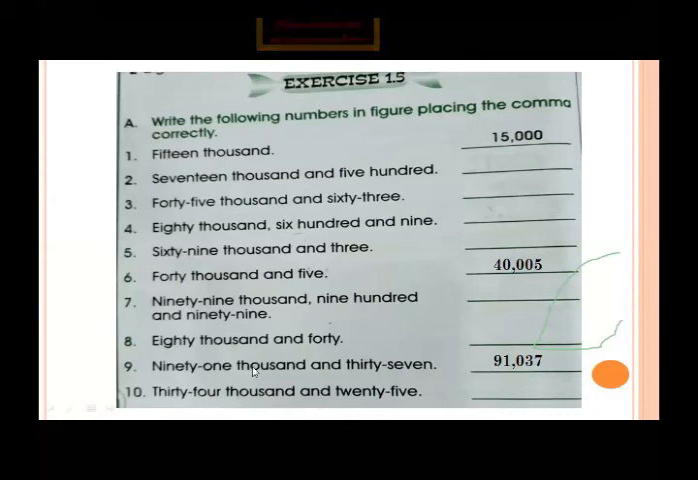91,037. 91,000 means 9 at 10,000 and 1 at 1,000, but read as 91,000. Put a comma. Nothing is given in the place of 100, so we put 0 at the place of 100, then 37. In this way, you will solve this part in your books by using a pencil. If you want to take a screenshot of it for your guidance, then take it right now.